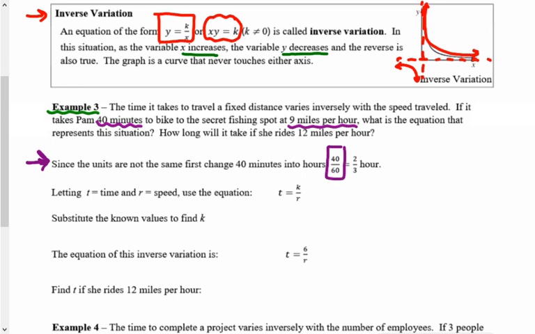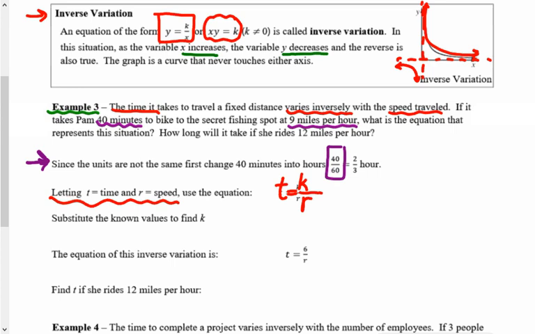All right, now let's write our variation equation. I'm going to have t equal the time and r equals the speed. We're going to call that the rate. We're used to distance equals rate times time, but let's be sure and read what it said in the problem. It said the time it takes, so I'm going to start with time. Travel a fixed distance varies inversely. When I see vary, that means I write equals k. If it says inversely, instead of multiplying on the top, I'm going to divide and put the next thing on the bottom. So the speed traveled, or r, is going to go down here on the bottom.